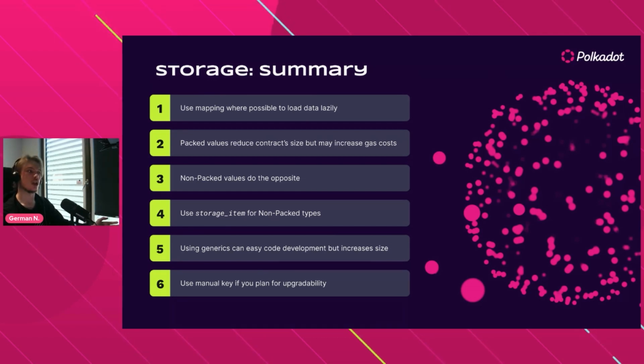And also, if the size of one of the storage items during decoding is above 16 kilobytes, it will actually break your contract. And non-pack types do the opposite. They can increase the contract size, and they provide additional read and write overhead. That's because, again, you need to go into the database and look up a specific key to access the specific value. However, it can also significantly reduce the gas cost if, again, you operate with relatively large data and complex data structures.